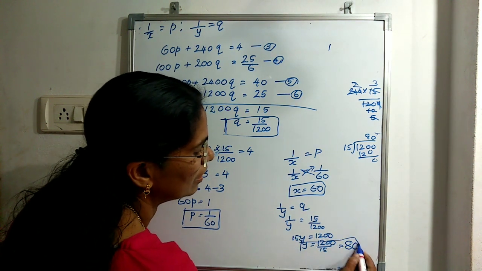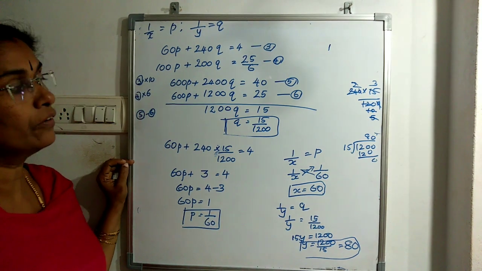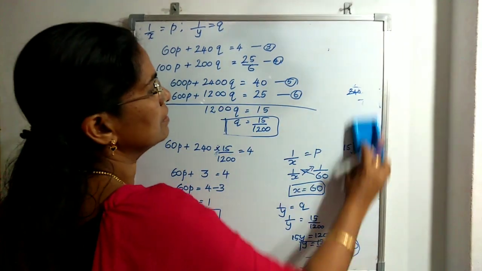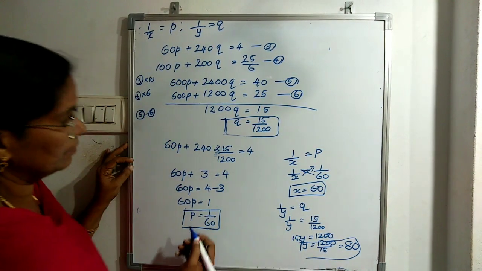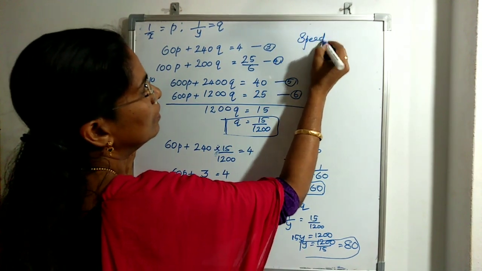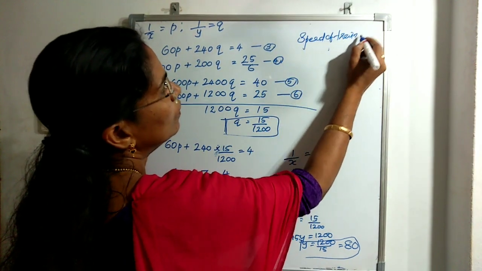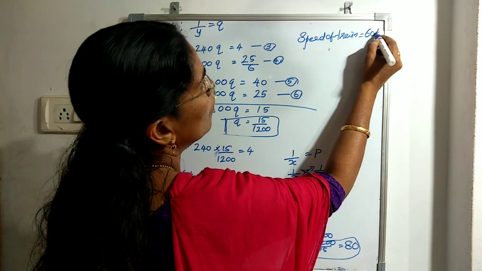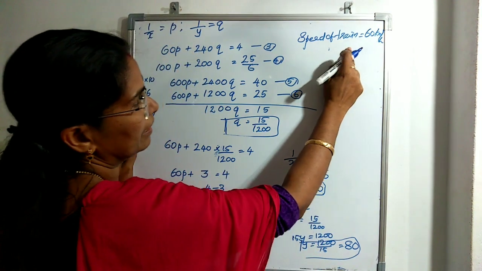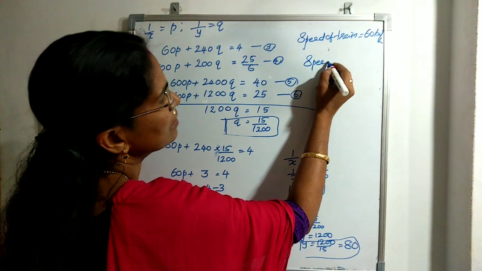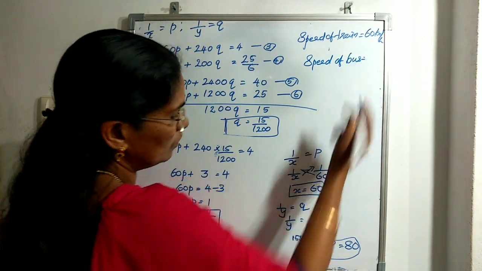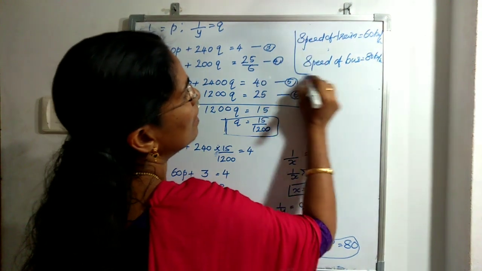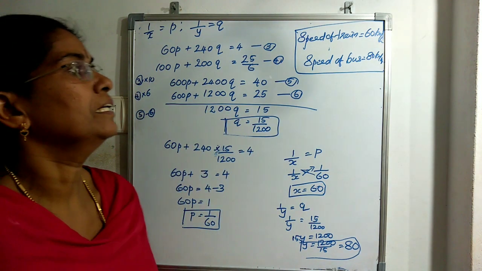So the value of x and y we got. What is x? The speed of the train, and y is the speed of the bus. So the last answer we can write. Here it is. Speed of train is equal to x kilometers per hour. What is x here? It is 60 kilometers per hour. That is the speed of train. And speed of bus, that is equal to y. It is 80 kilometers per hour. This is the last answer. Speed of the train and speed of bus.